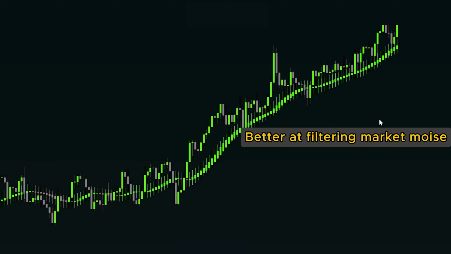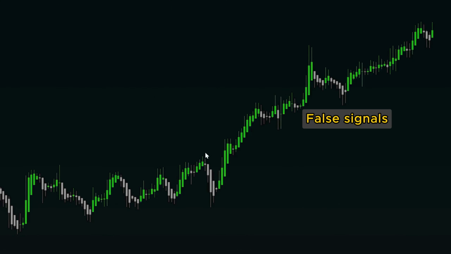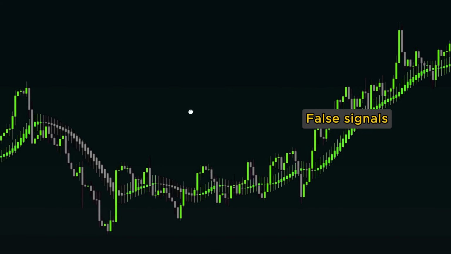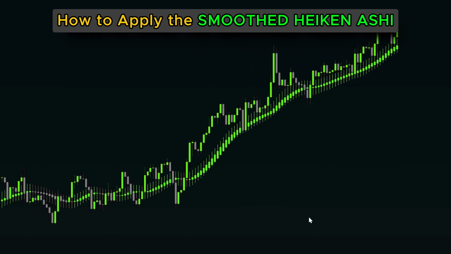As you can see here, the Smooth Heiken Ashi isn't really affected by the short-term market volatility as it still gave consistent signals, compared to the classic Heiken Ashi, which produces multiple false signals as it reacts more sensitively to short-term volatility. Now, I'm going to show you how to apply the Smooth Heiken Ashi indicator onto your chart.